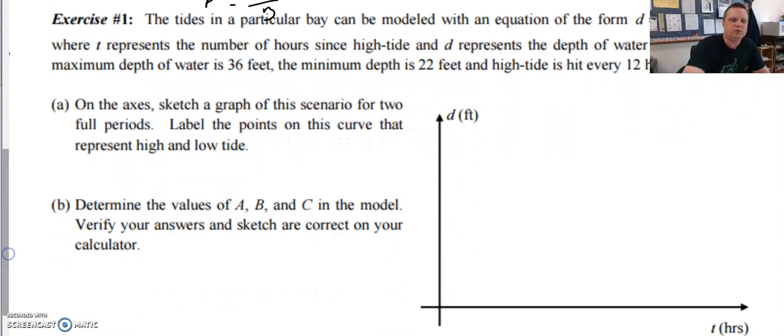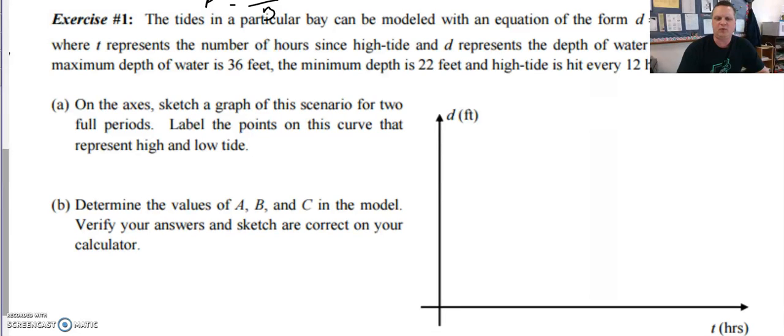So exercise 1, we're talking about tides in a particular bay, modeled with the equation. It's a cosine, so it either starts at the highest point or the lowest point. T represents the number of hours since high tide, D is the depth of the water, and since it is D equals A cosine(BT + C), the D is your Y, so that's the depth.